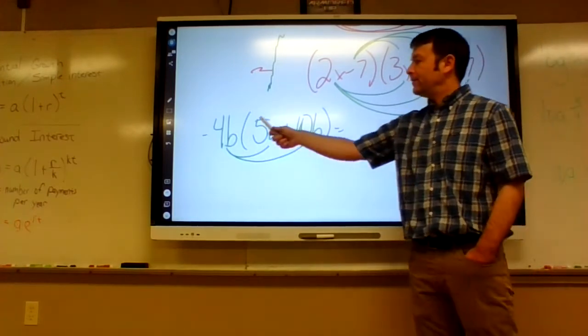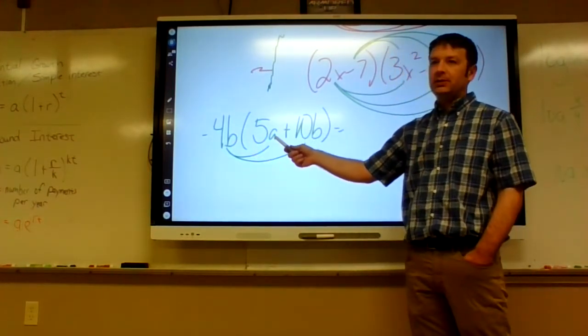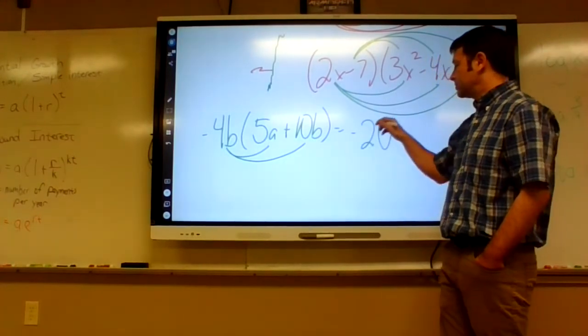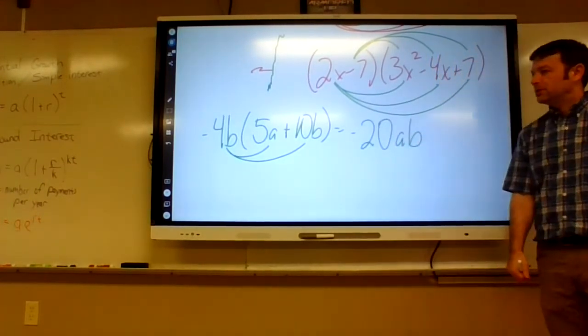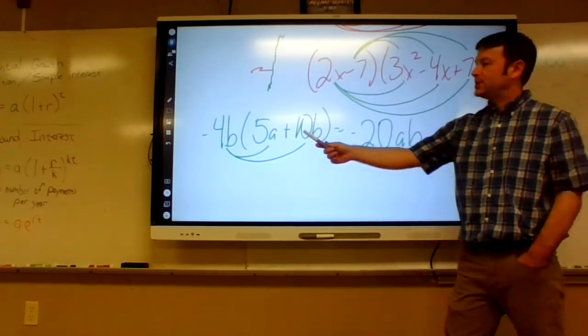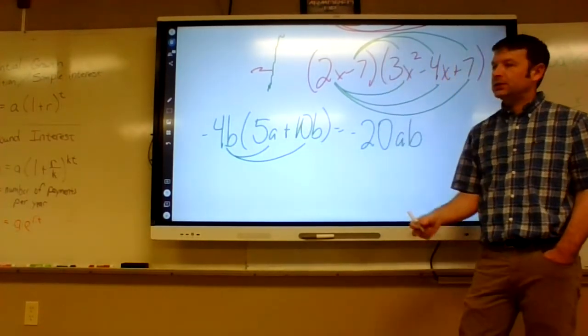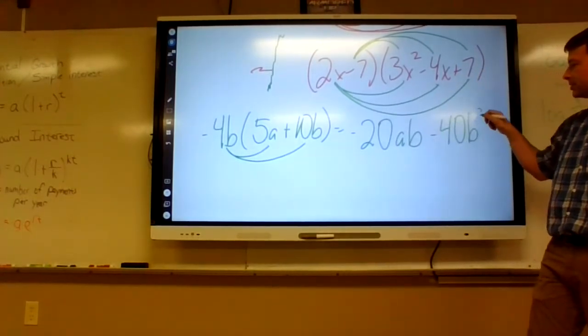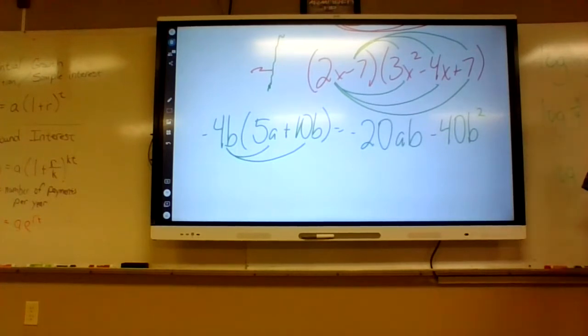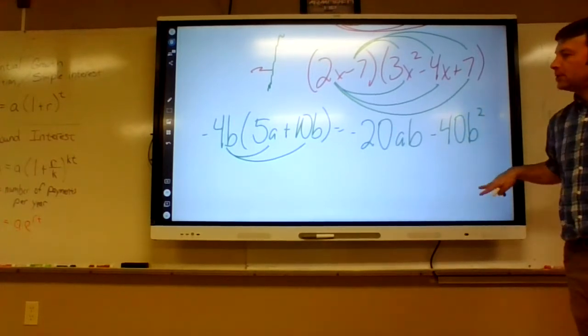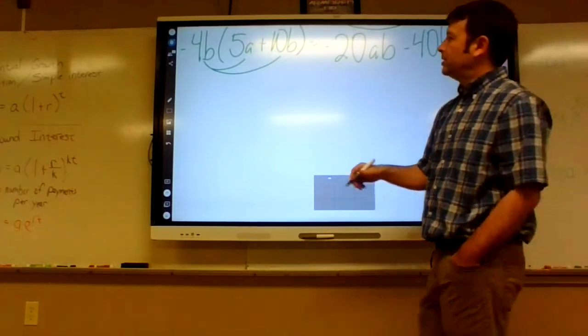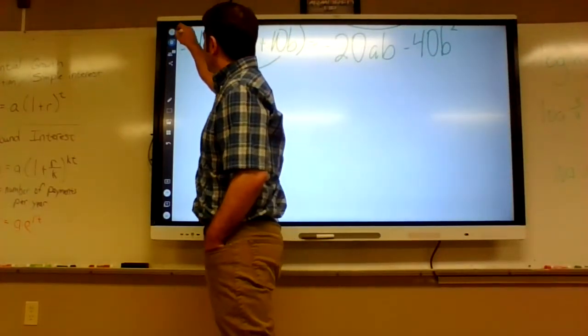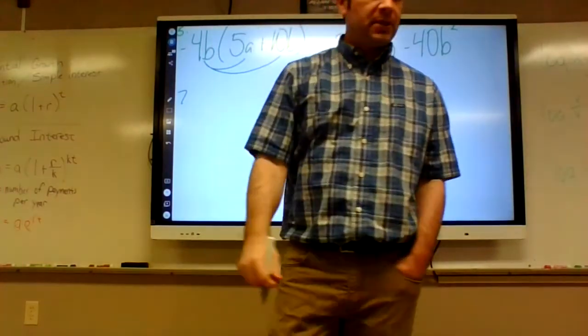So what is -4b times 5a? -20ab. And what's -4b times 10b? -40b squared. Right, -40b squared. Okay, that was number 5. I'll just keep it right there. Okay, so that was 5.